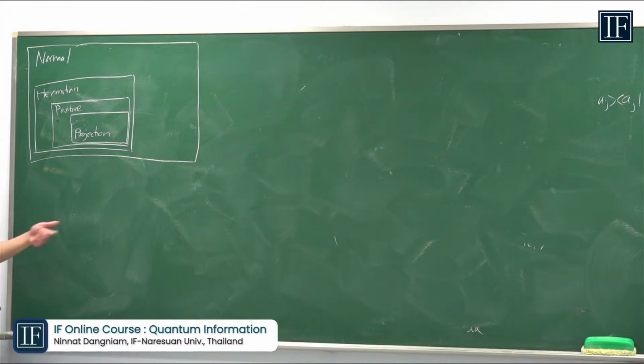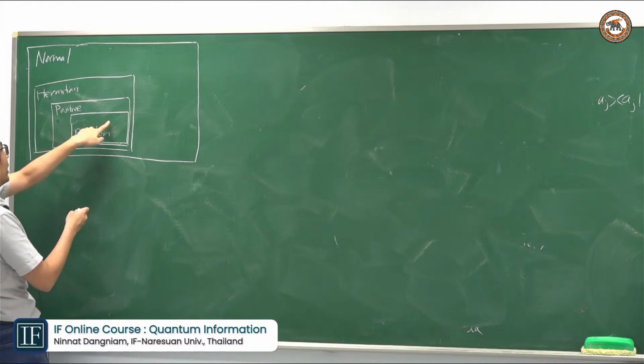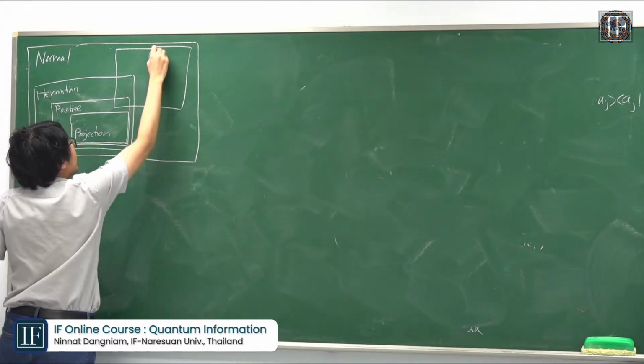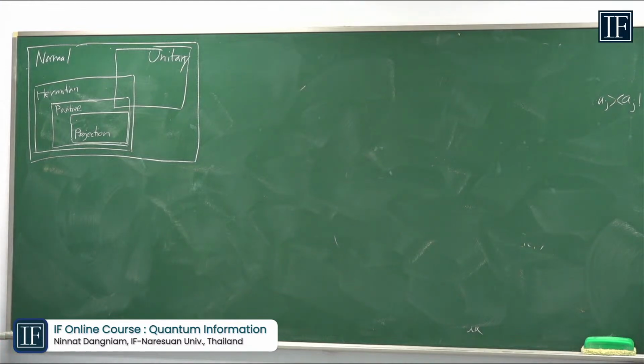And now I'm going to draw the box for unitary operators, right? But of course, it cannot overlap with this box because a projection operator has eigenvalue 0. Projection has eigenvalues 0 or 1, right? But a unitary operator cannot have a 0 eigenvalue. And so it cannot overlap with this box, but it can overlap with this one. Let's say this is unitary, right?